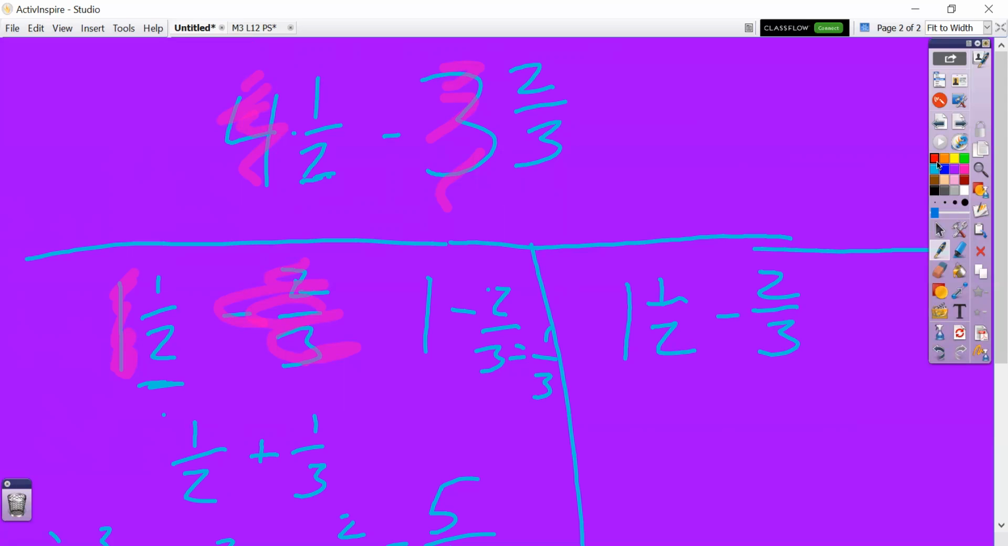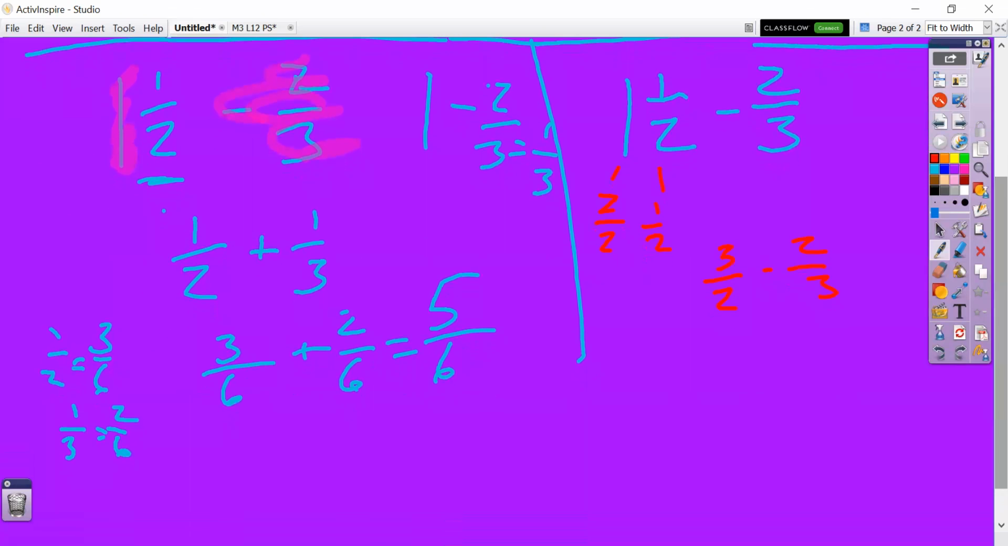Now we can create an improper fraction. We know that 1 whole in terms of halves is 2 halves. And we're adding 1/2 back to that. So we really know that 1 1/2 is 3 halves minus 2/3. But now we have to think about converting to a common unit. And we already know that the common unit is 6 because we worked on it on the other side. So if we turn these into 6s, 3 halves and 2/3.